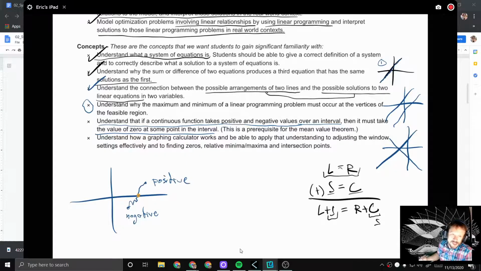That's the strategy that we used on the calculator to find zeros. We gave it a point that was negative and a point that was positive, and the calculator could hem in the 0 point. Okay, understand how a graphing calculator works and be able to apply that understanding to adjusting the window settings effectively and to finding zeros, relative minima, maxima, and intersection points.